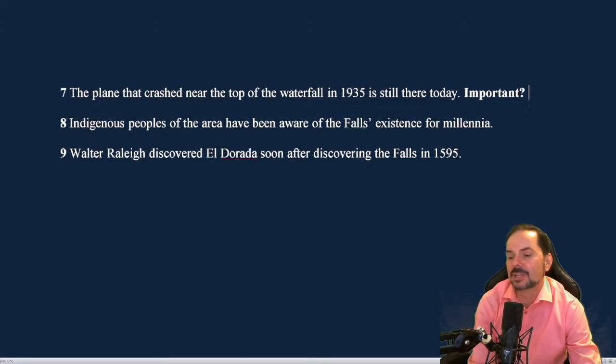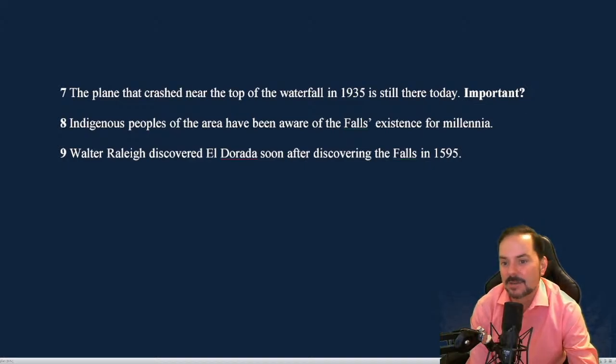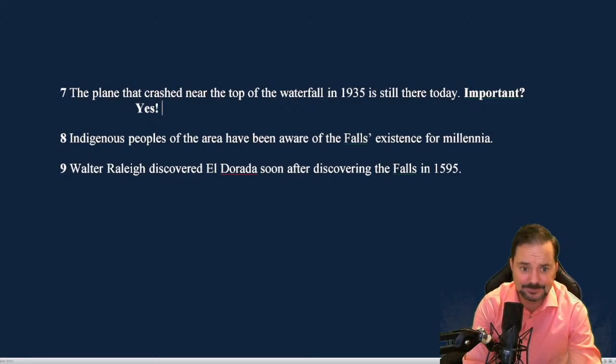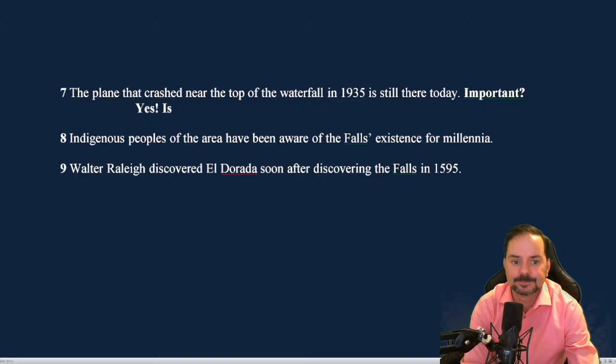Yeah, this is kind of tricky because I would be inclined to say it's not important. But in this case, I'd be wrong. It is important because it's part of the history of the name of the waterfall, right? And it's kind of the history of the waterfall itself. It's a key feature. So here in this case, it's going to be important. Yes, it is important. Is it true?